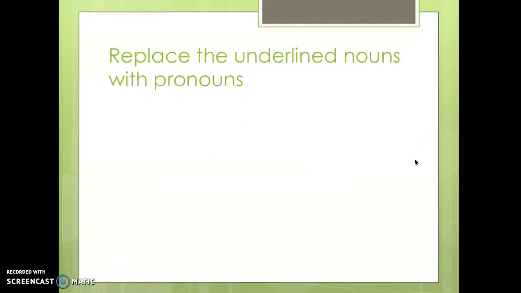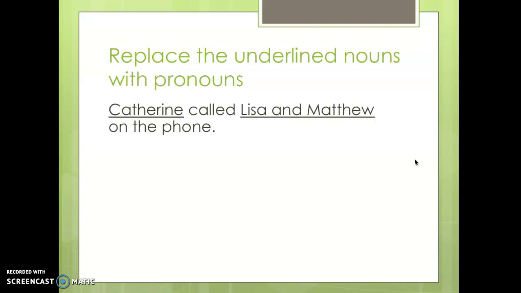So let's try and replace the underlined nouns with pronouns. Catherine called Lisa and Matthew on the phone. What could we replace Catherine with? What could we replace Lisa and Matthew with? Notice how Catherine is one person. Lisa and Matthew refers to more than one person. So we're going to use two different pronouns to replace these. She would replace Catherine, and them would replace Lisa and Matthew.